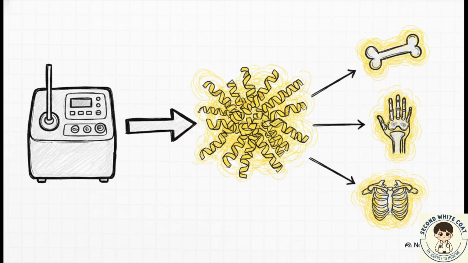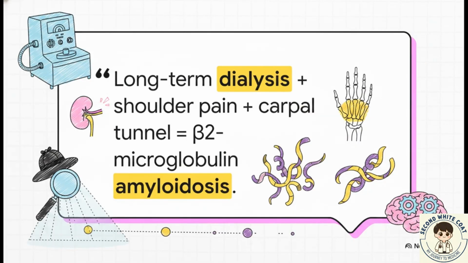I really want you to lock this memory device into your brain right now. When you see the word dialysis in a question stem, I want you to immediately, reflexively think dialysis equals B2M builds up, B2M goes straight to the structural areas, the bones, the joints, the wrist, and the shoulder. It's a direct, incredibly high-yield association that's going to save you vital time on test day. So here is your ultimate takeaway formula. Long-term dialysis plus shoulder pain plus carpal tunnel equals beta-2-microglobulin amyloidosis.